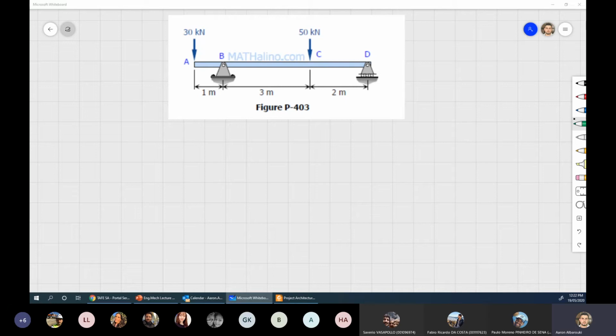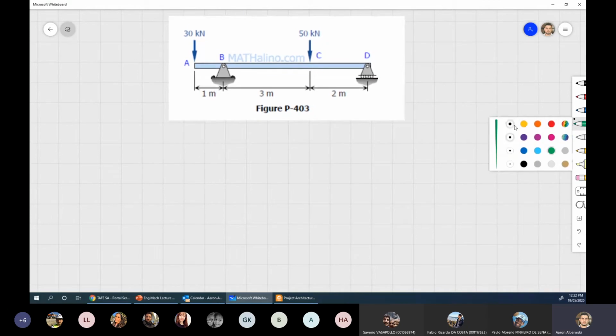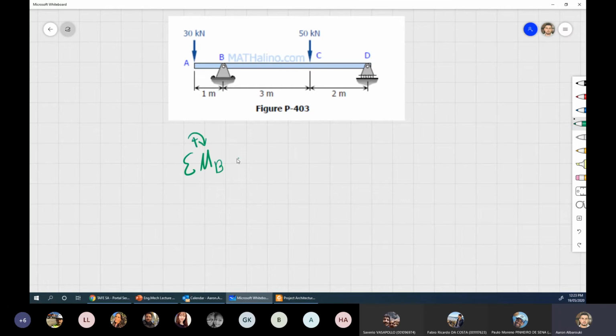So the first thing we need to draw is the free body diagram, and we need to calculate reactions. So to calculate reactions straight away, I'll take sigma M, and just choose a point. That's it. So I'll take a moment around B, for example, sigma MB equals 0. That means I've got the 50 kilonewton acting at 3, and that's rotating clockwise. And I've got the 30 kilonewton acting at 1 counterclockwise.